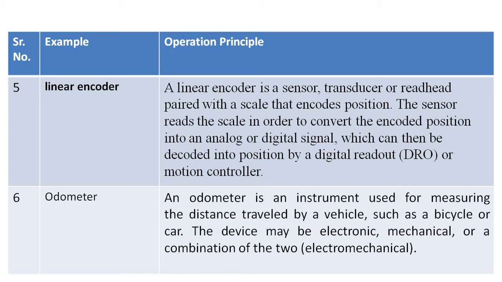Next is the odometer. An odometer is also an instrument or device for measuring the distance traveled by a vehicle, bicycle, or car. The device may be electronic, mechanical, or a combination of both. Electromechanical means a combination of electronic and mechanical.